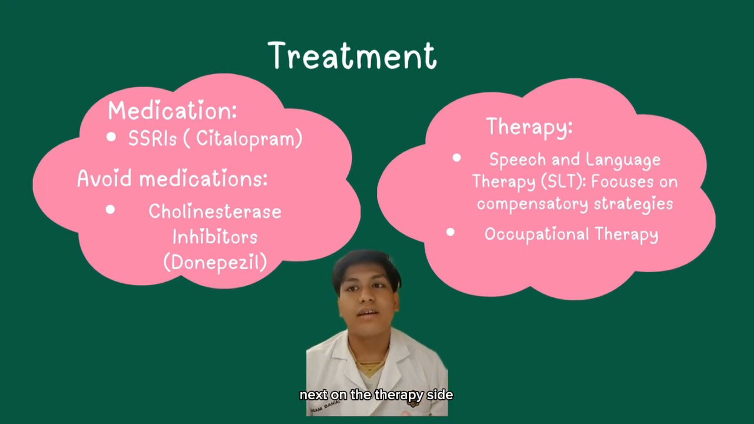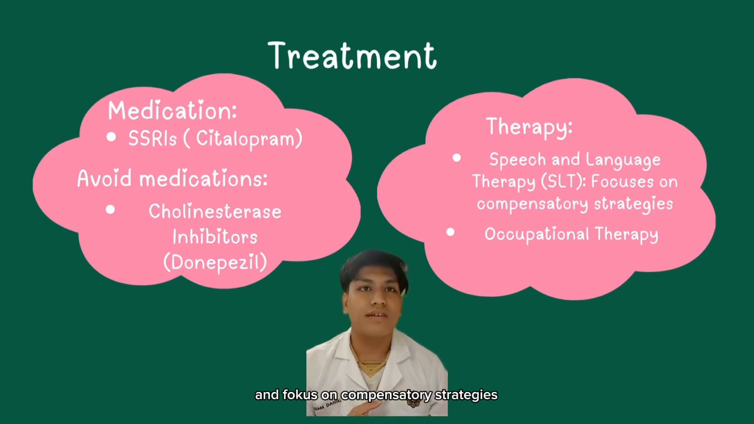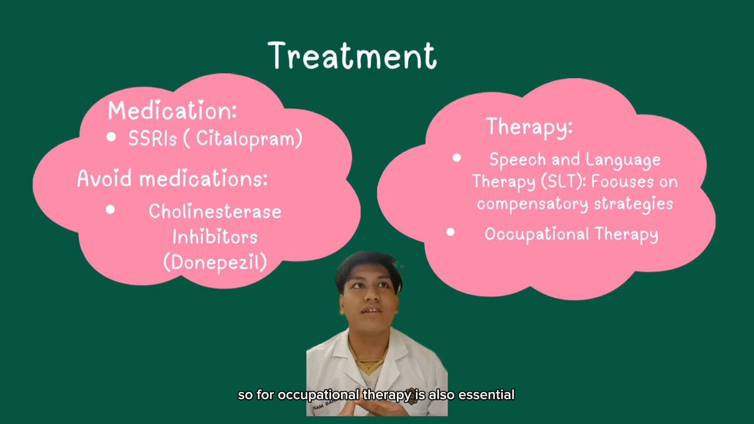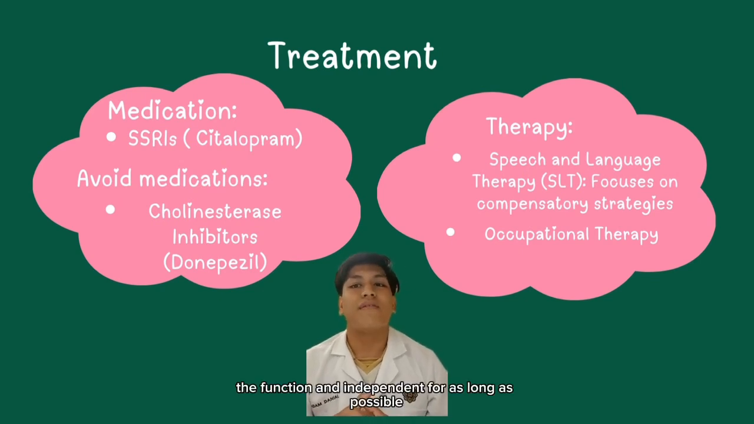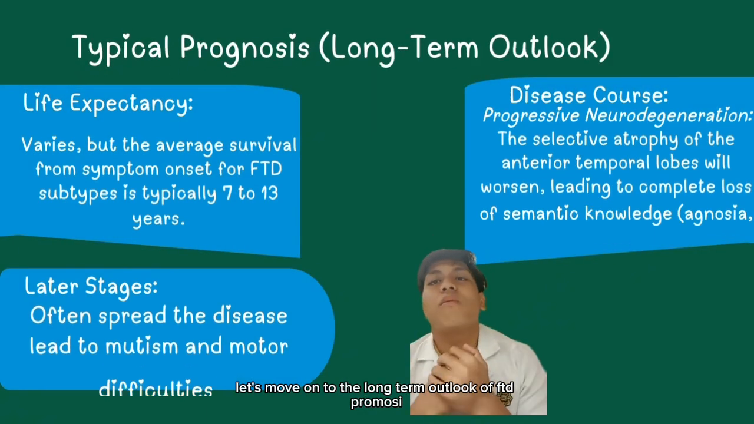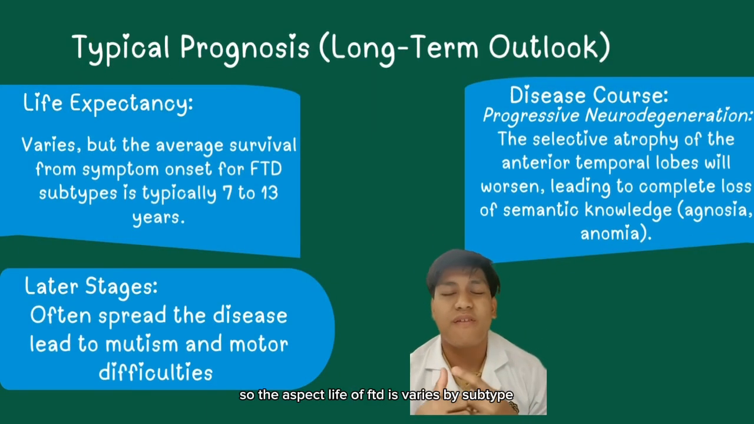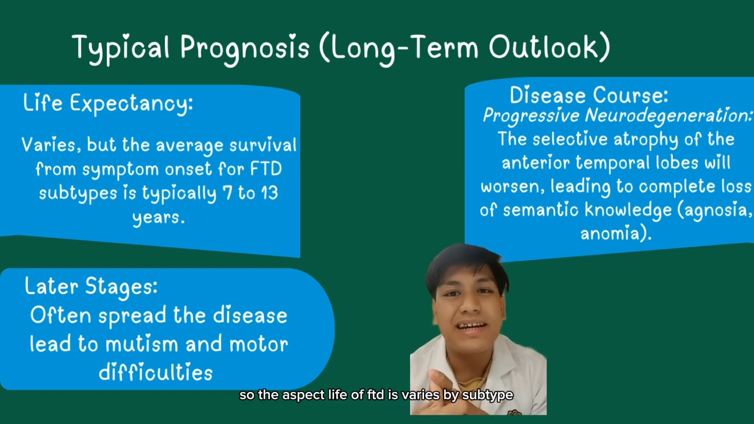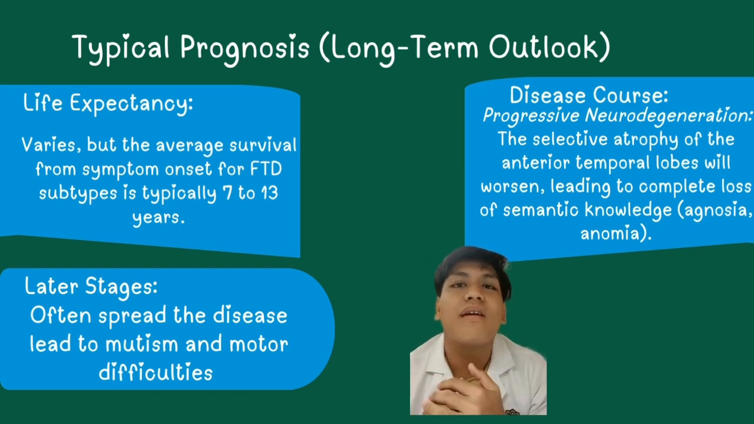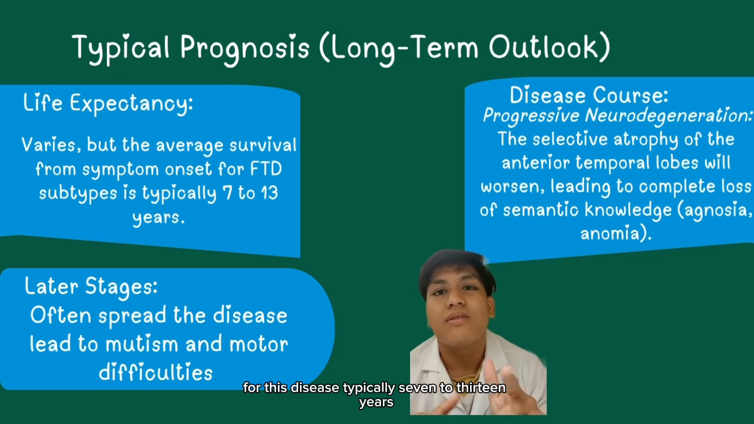Next, on the therapy side, we have speech and language therapy and occupational therapy. Speech and language therapy is key for the language variant and focuses on compensatory strategies. Occupational therapy is also essential to maintain function and independence for as long as possible. Let's move on to the long-term outlook of FTD prognosis. The expected life span of FTD varies by subtype. The average survival for this disease is typically 7 to 13 years.